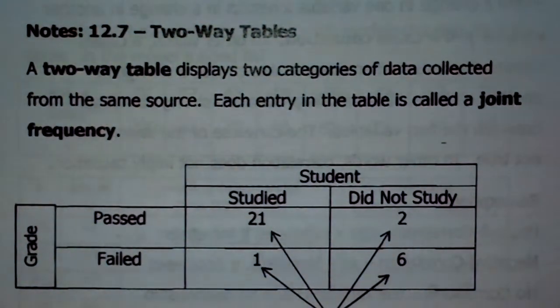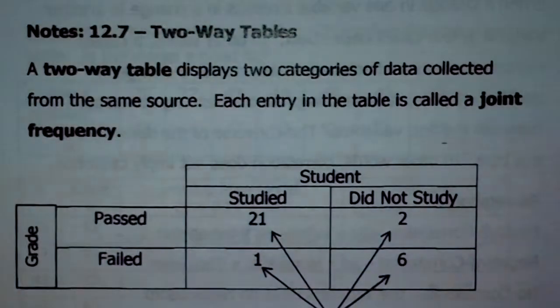Alright, what is a two-way table? It's kind of like a regular table, except we get to see a couple of different things at the same time instead of just looking for one relationship. There's two categories. So a two-way table displays two categories of data collected from the same source, and every entry in the table is called a joint frequency. So frequency is the amount of time something happens. We have joint frequency, that kind of means together. We're talking about more than one.